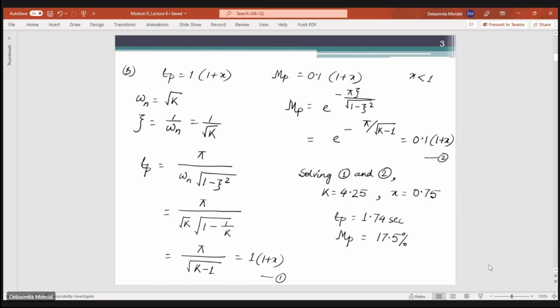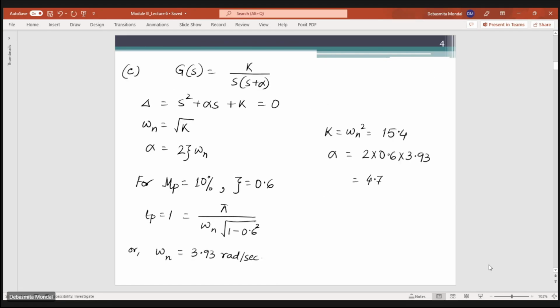So in the third part, it's given that initially G(s) was equal to K by S into S plus 2. So that means there is a pole at S equals minus 2. Now let's say this pole is a variable pole, so you can change the position of the pole. Let's say the position of the pole will now be S equals minus alpha. So now you will have to find out the value of K and alpha.